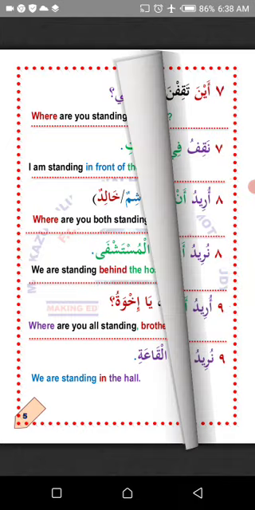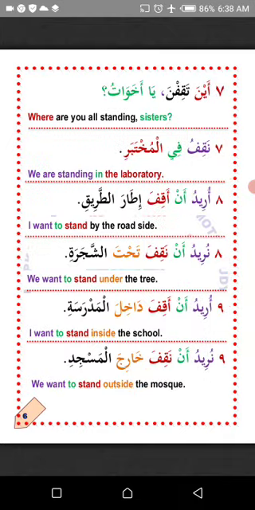ما شاء الله. Number 7. أين تقفن يا أخوات؟ Where are you all standing? يا أخوات, sisters. Asking a group of female persons. Now the answer: نقف في المختبر. نقف, we are standing. في المختبر, in the laboratory.